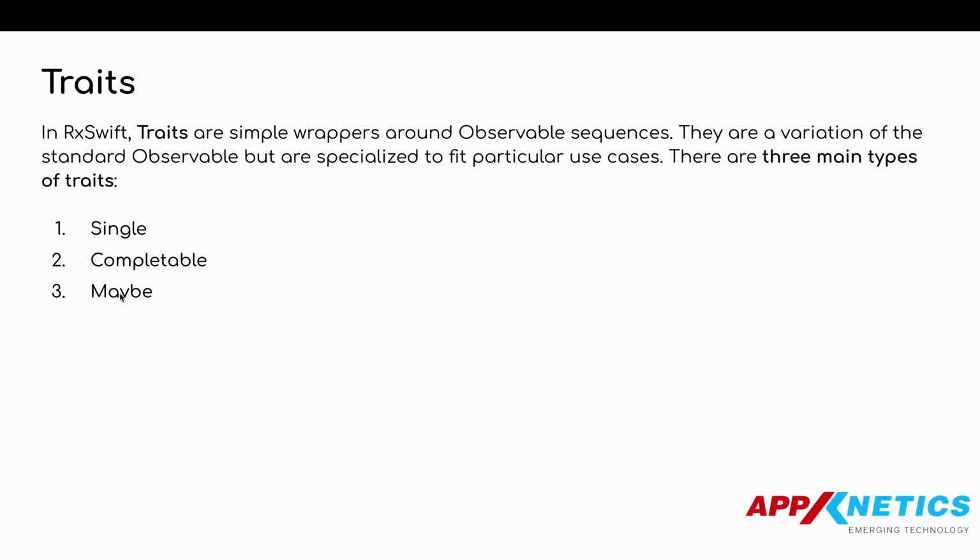What is MayBe? A MayBe is a combination of Single and Completable traits. It can emit a single element like a Single, complete without emitting any value like a Completable, or emit an error. This makes MayBe a flexible choice when you have a situation where a value might or might not be emitted, or the operation could simply complete without a value. Let's try this with an example.